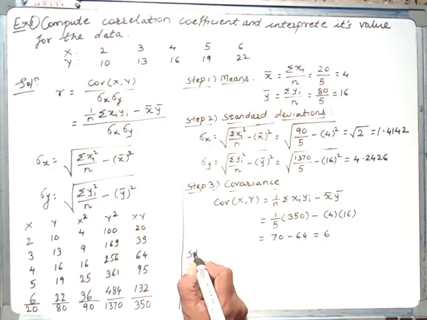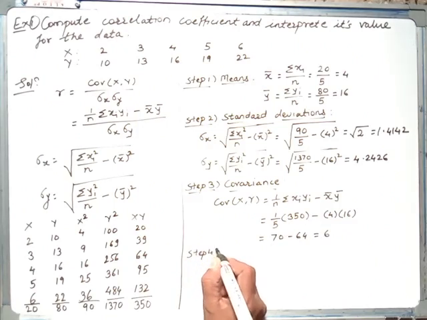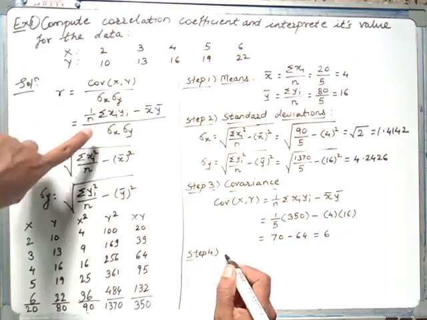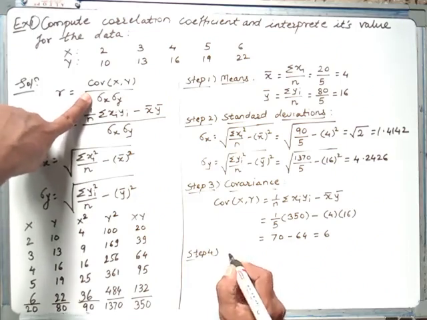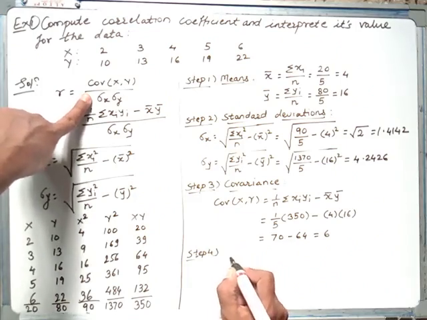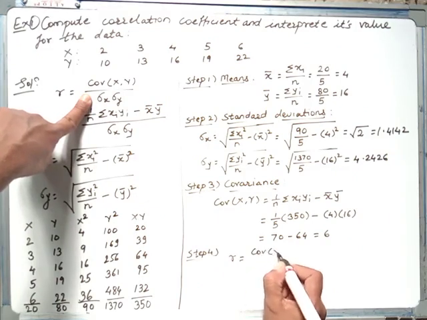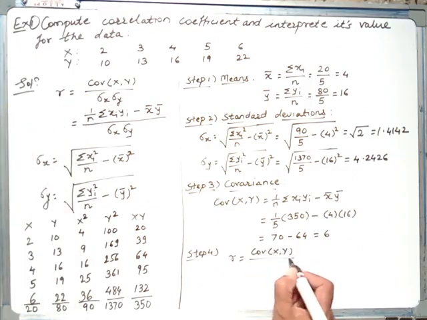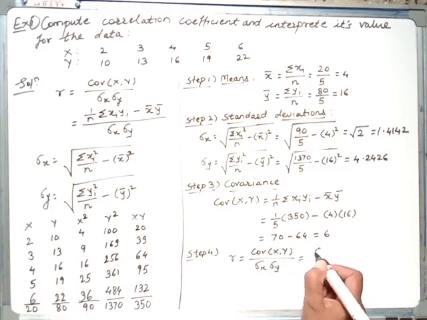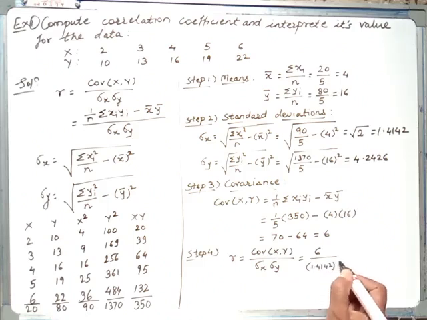And the last one, step 4. We can come to r now. What is r? It is covariance between x and y upon sigma x into sigma y. We have calculated all the values. 6 upon sigma x, which is 1.4142. What about sigma y?